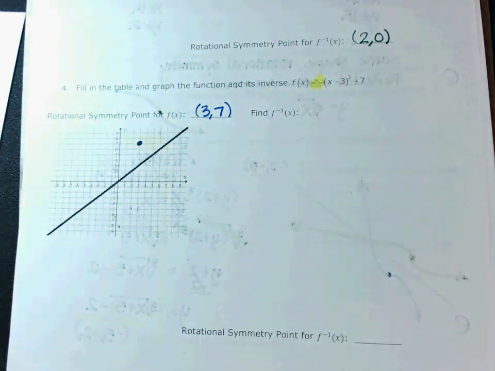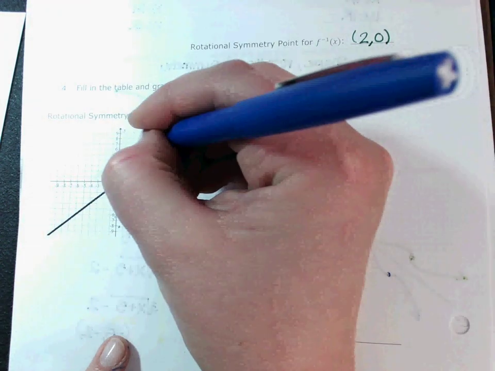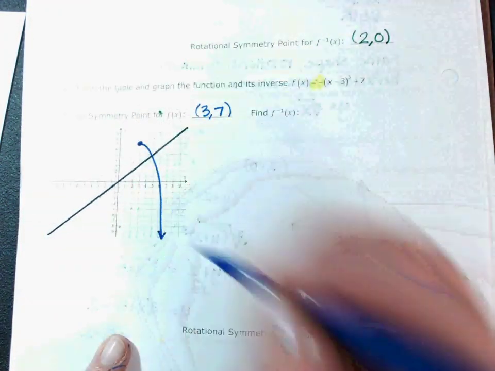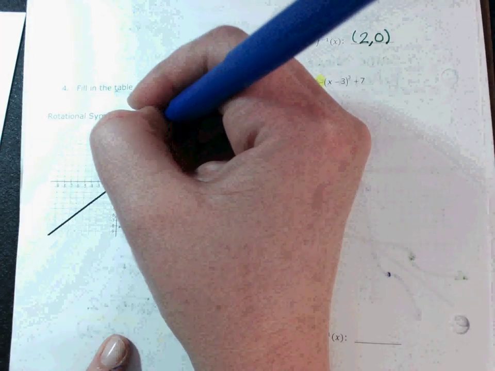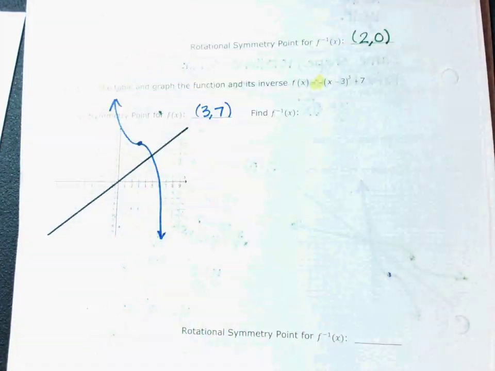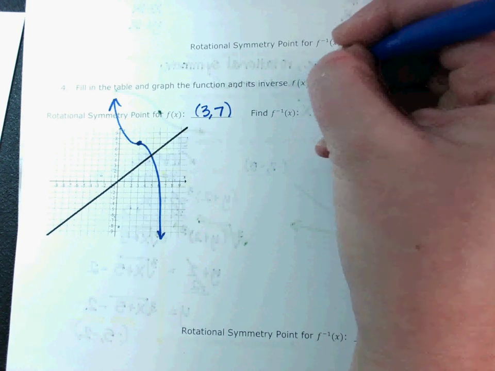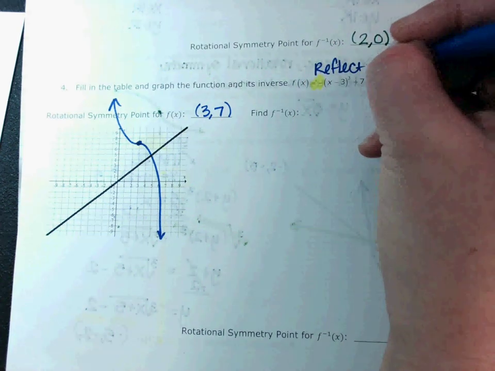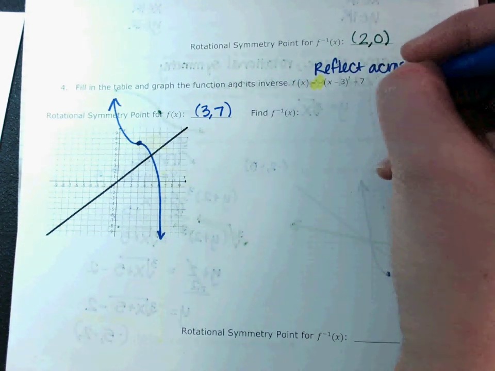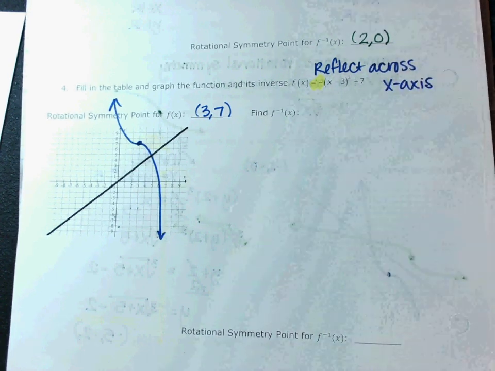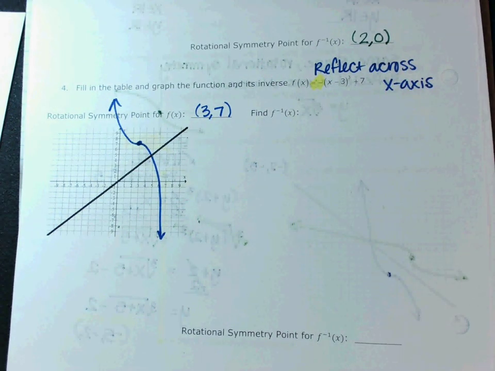And then don't draw it going uphill. It needs to be drawn going downhill. So when I draw it, the right side goes down. The left side is going to curve up. Okay, and then I'm going to put a little star here and put reflect across x-axis. Okay, bless you. And that's because of the minus in the front.